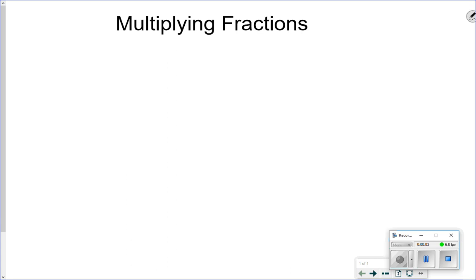Okay guys, hi. We're going to go ahead and start with multiplying fractions. This is a very quick review on how to multiply fractions. All right, so we'll start off with a quick example.